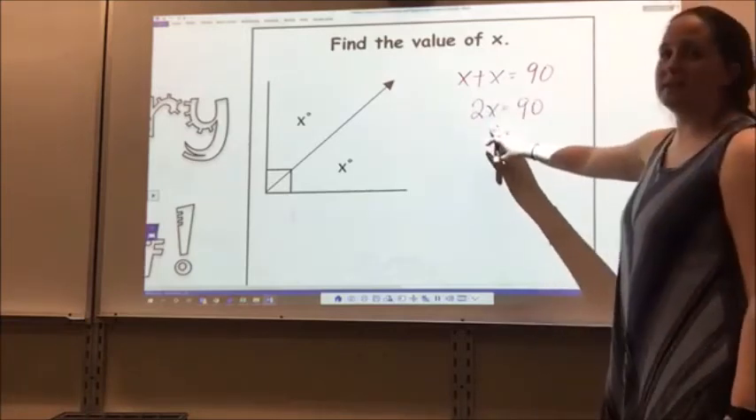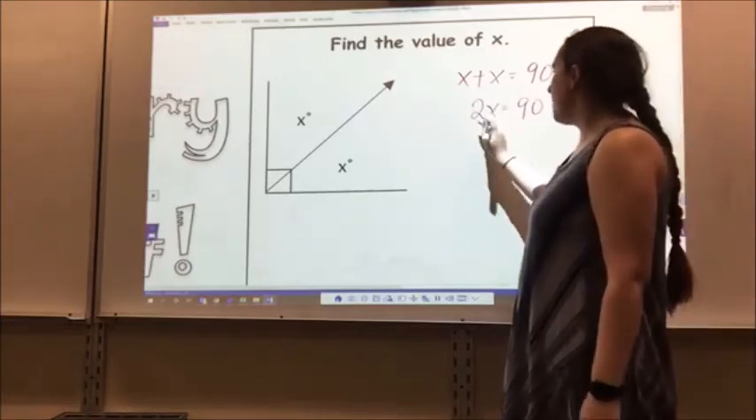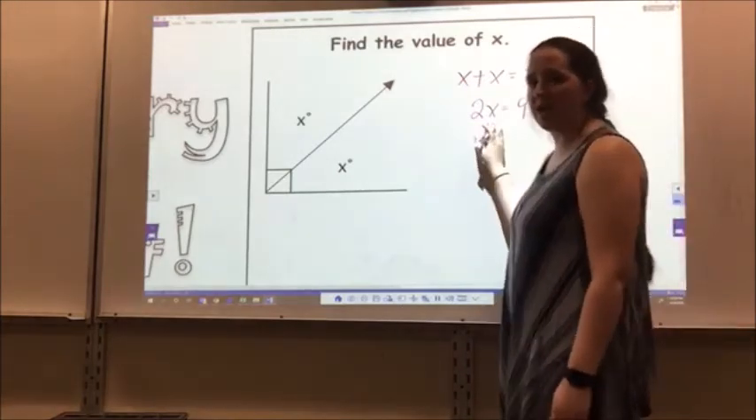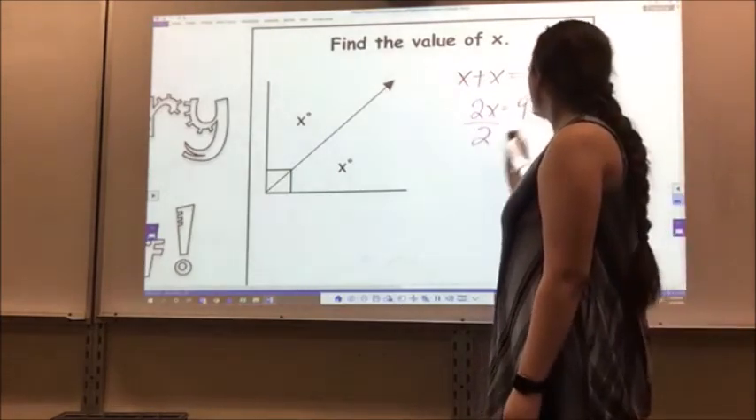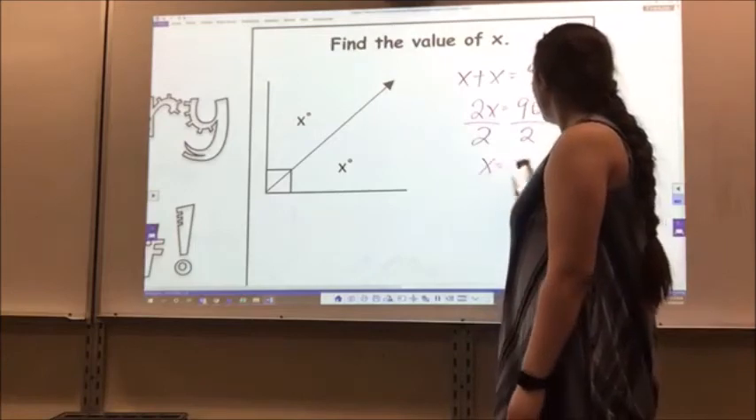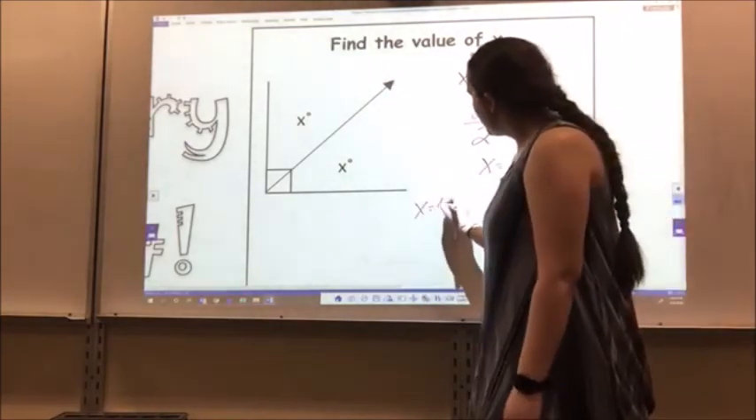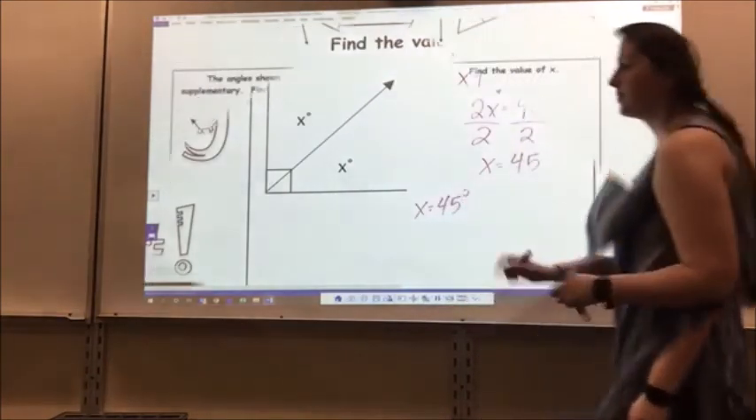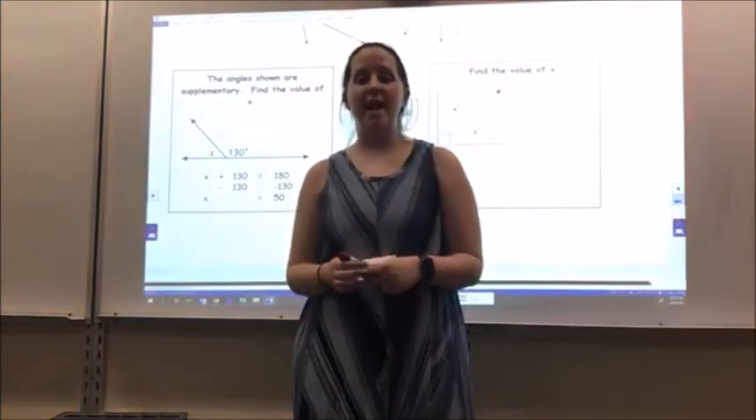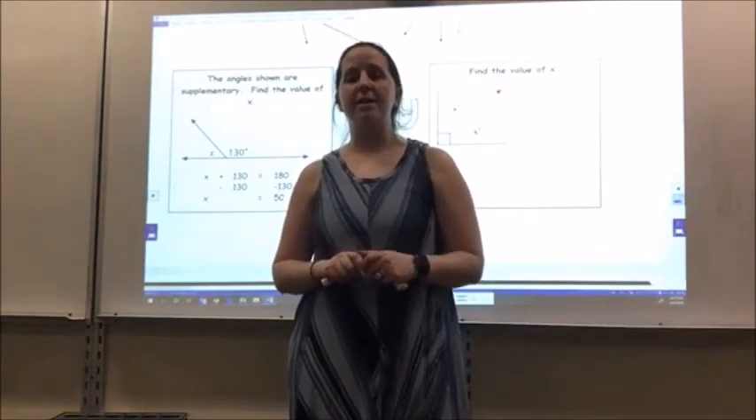From here, this is a one-step equation, so I'm multiplying, so the opposite of multiplication is division. So I'm going to divide both sides by 2. 90 divided by 2 is 45, so x equals 45 degrees. All right, and that is the end of Chapter 7, Lesson 2.